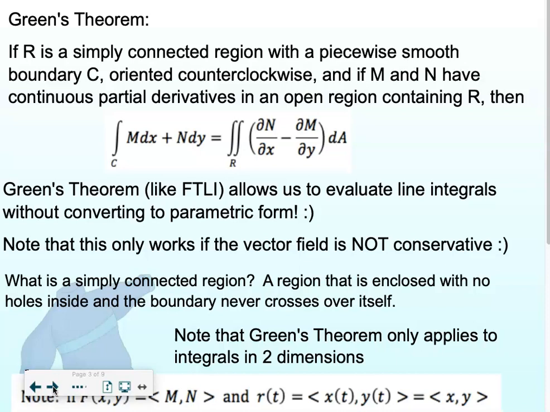A simply connected region is a region basically with a boundary that doesn't cross over itself and doesn't have any gaps. So it's a region where you can draw the boundary without lifting your pencil and it never crosses over itself. No holes inside, no crossovers. Green's theorem only works in 2 dimensions. Stokes' theorem is basically Green's theorem in 3 dimensions. So when we get to Stokes, it's the same thing, just with 3D.